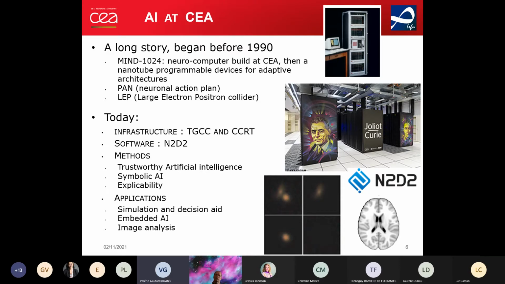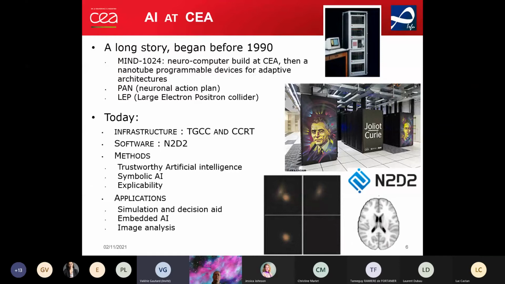Then we have Mind 1024, a neurocomputer built at CEA in 1990 with 1024 neurons, of course, and used for the development of learning algorithms and the simulation of physics systems. That's for computers. For method and application, you have the PAN, Neural Action Plan, which gathers some researchers through CEA.